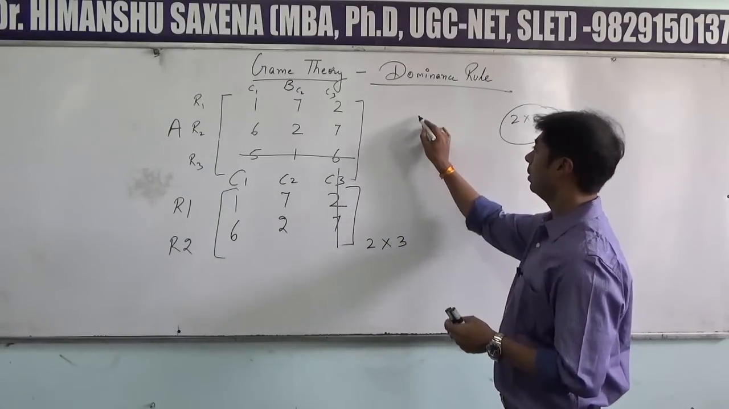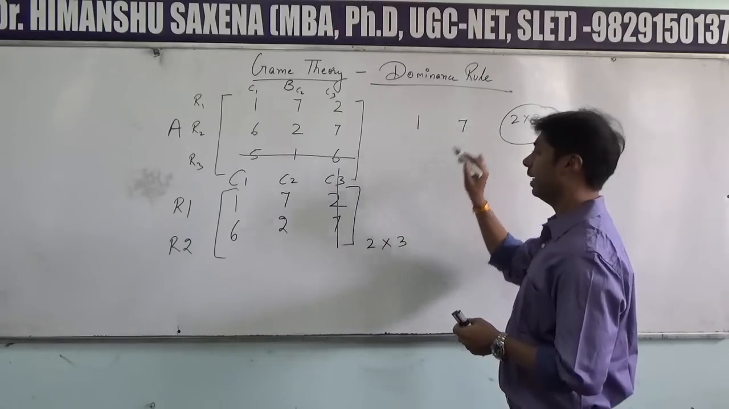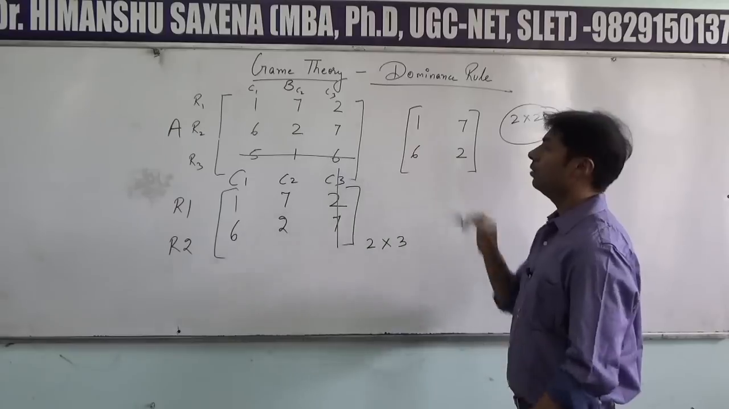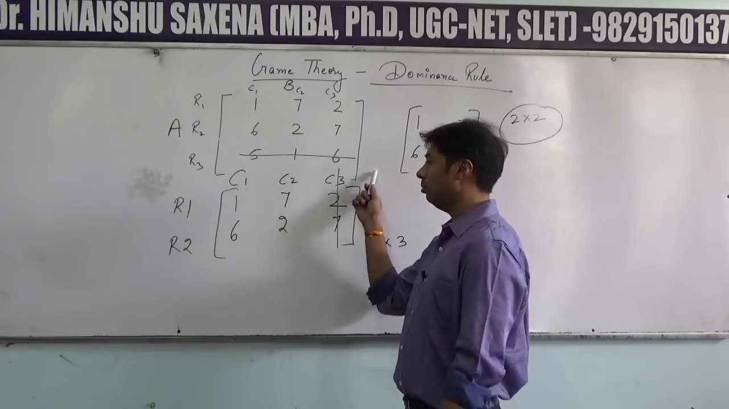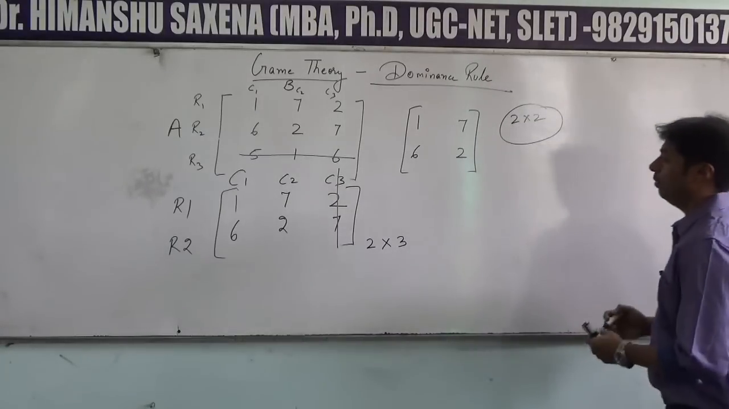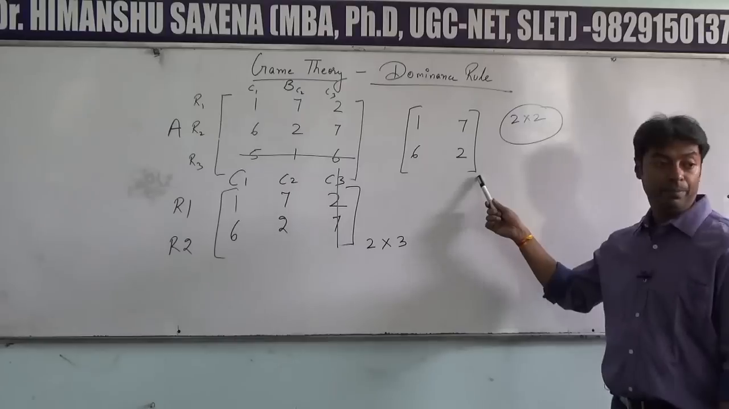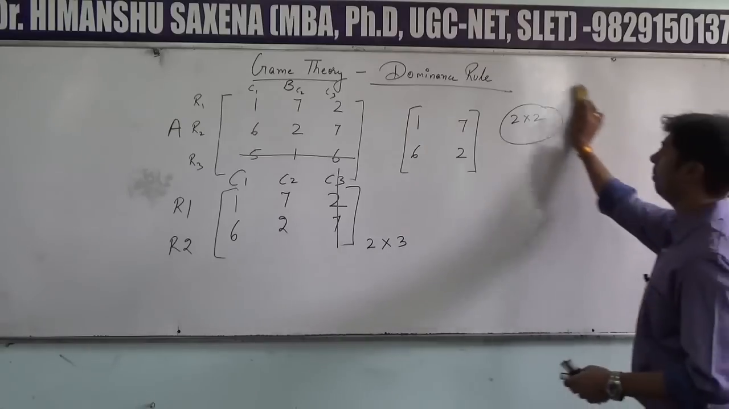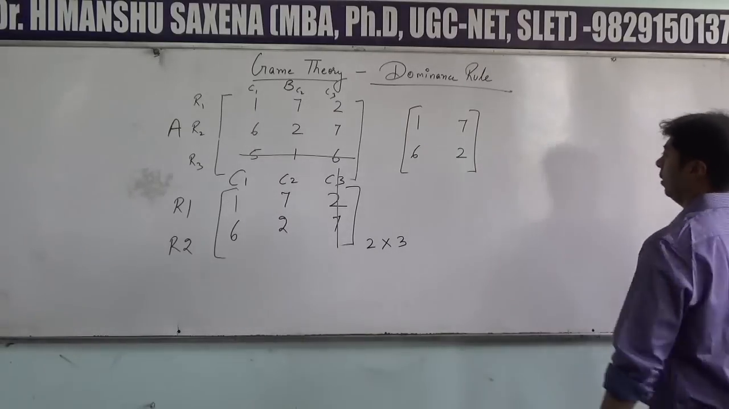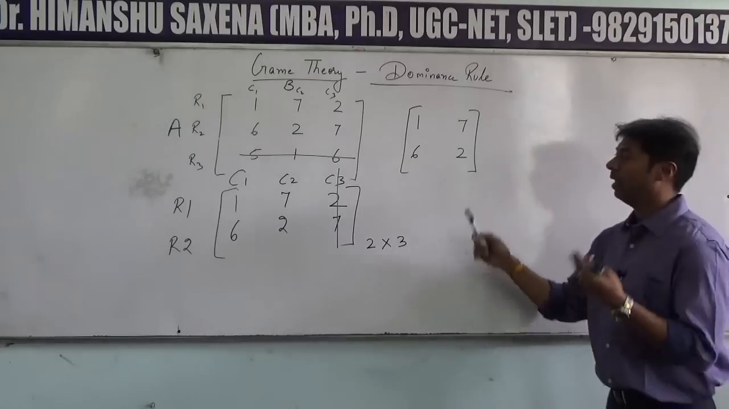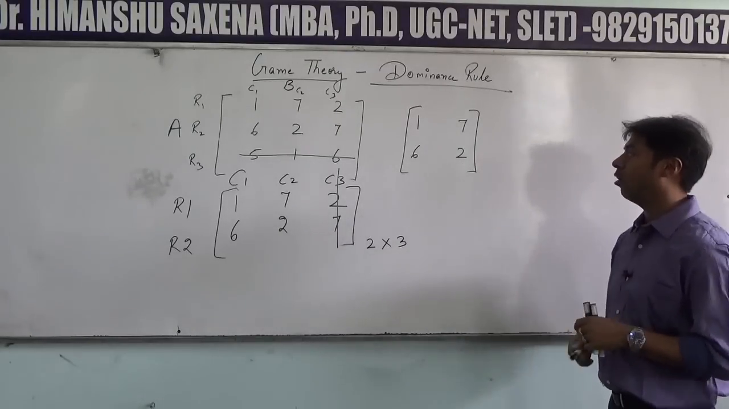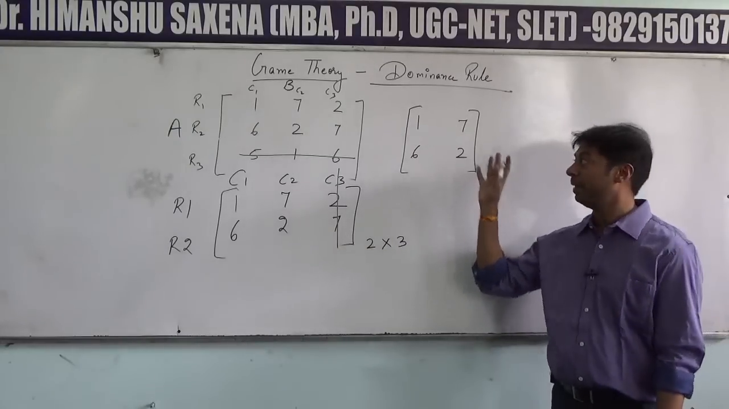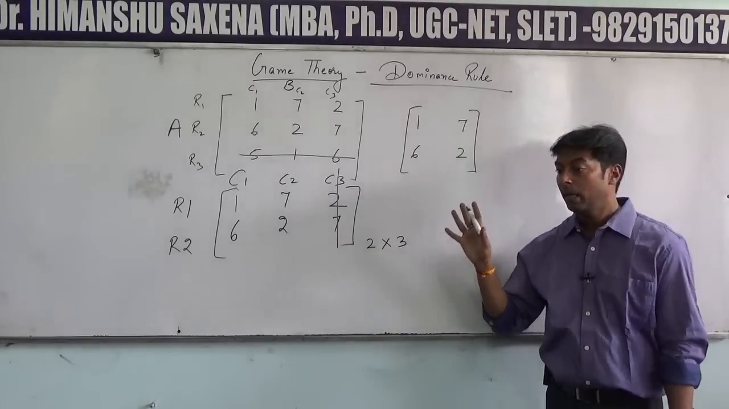Now the leftover game is 1, 7, 6 and 2. So after deleting the third row and the third column, we have a game of order 2 by 2. Now we'll have to solve it by applying the principles of the oddments method. The oddments rule says that we will have to find the difference between the elements of the rows and columns.